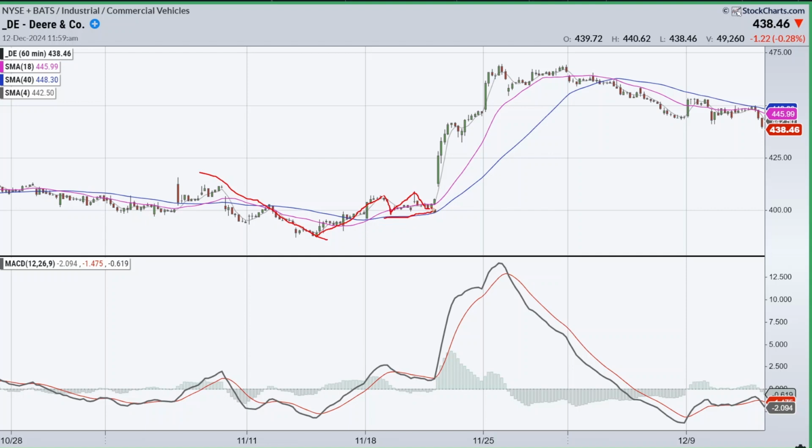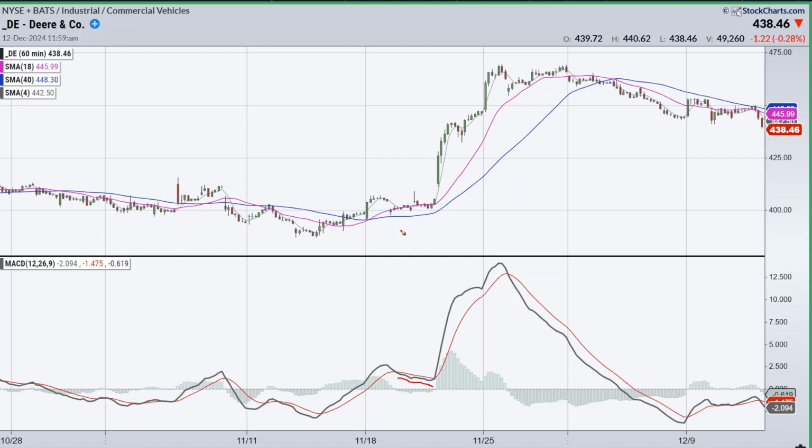And I like it when it takes place at or around the 18 or at or around the 40. We want one of those two things to take place. We want it to be a higher bottom at one of those two moving averages. Now, if you notice what's taking place, even though price is making higher lows, MACD is actually continuing to drop down and make a lower low here.